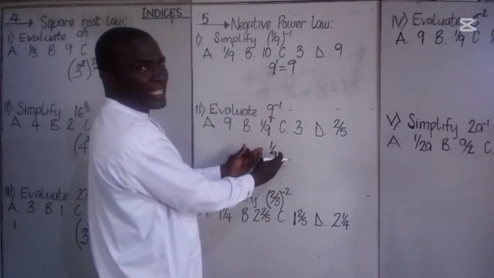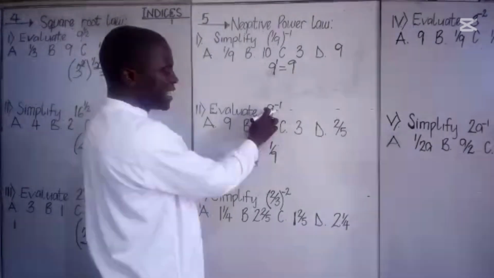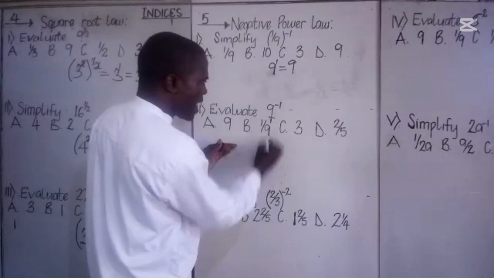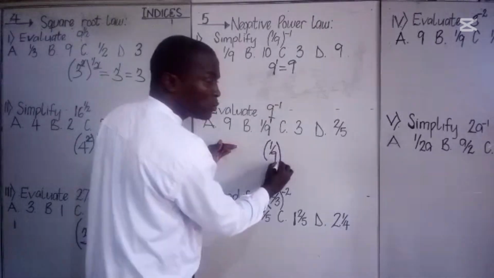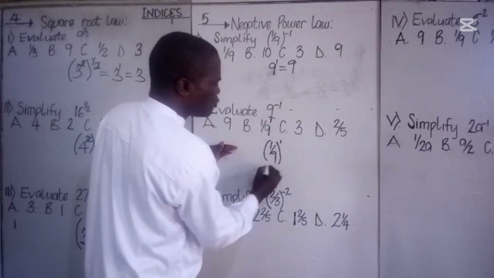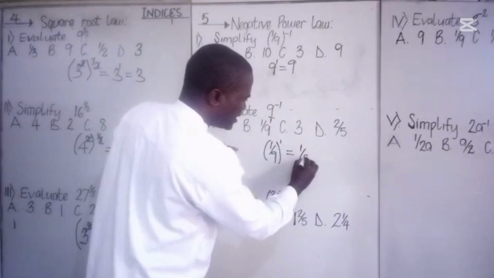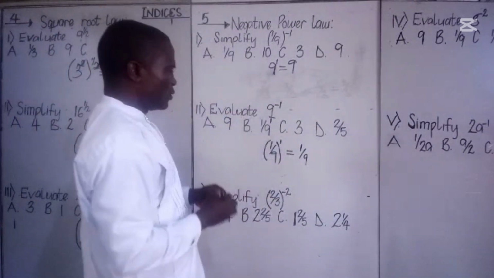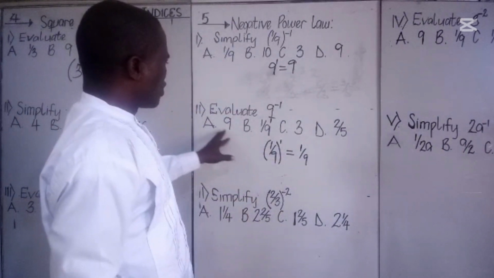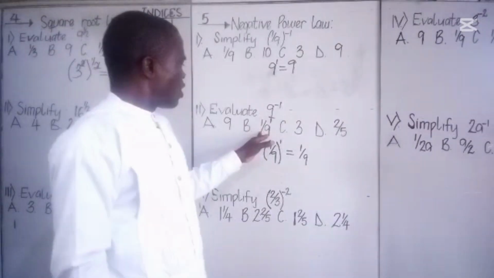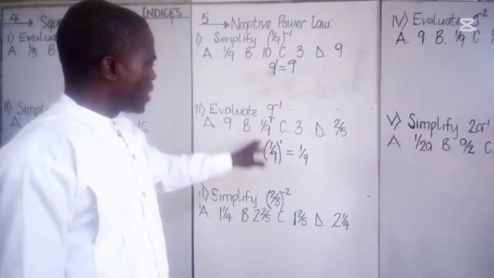So you have something like this. The reciprocal of 9 is 1 over 9. Then the minus sign is cancelled out automatically, so you are left with only 1 here. The result now becomes 1 over 9. That's the final result. So the correct option, which is the most appropriate option here, is option B, 1 over 9.